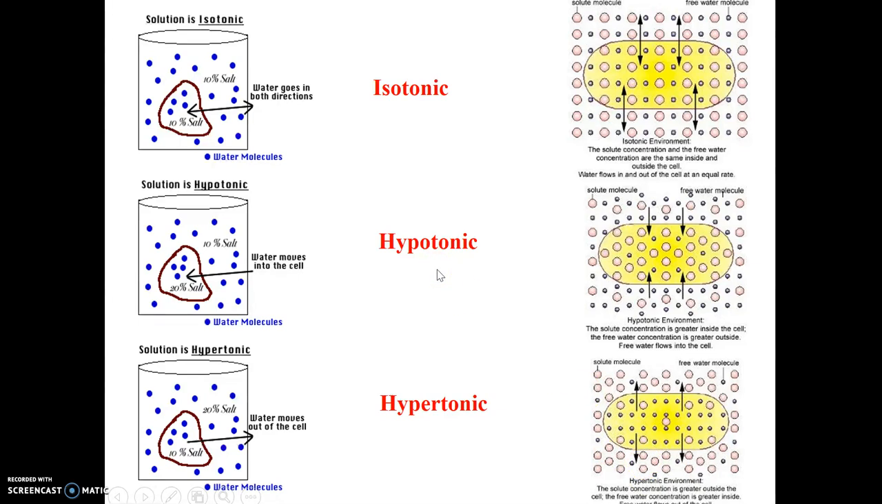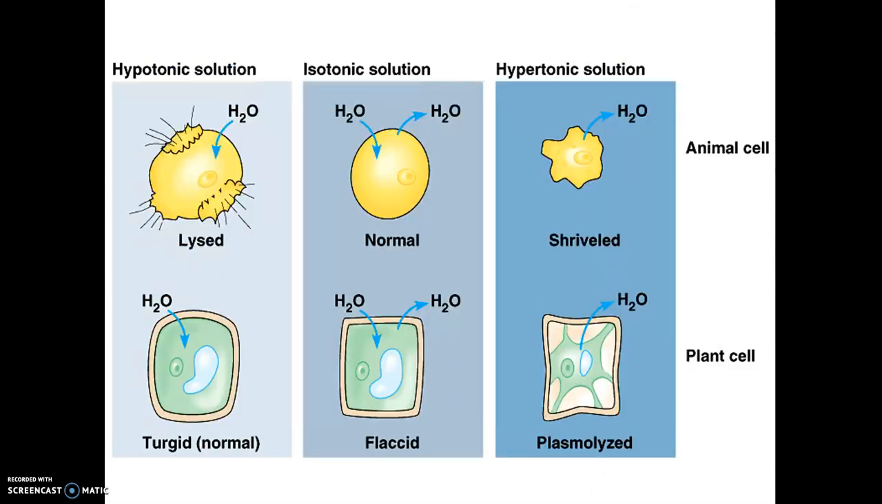Let's take a look at what effect this has on cells. So on this slide, I have the three different solutions, a hypotonic, isotonic, and hypertonic solution. The top row is going to be what happens to an animal cell in these solutions, and then down here we have the plant cells. So, in a hypotonic solution, water is going to move in because there's more dissolved particles in the cytoplasm, less solute concentration outside, which causes water to move into the cell.